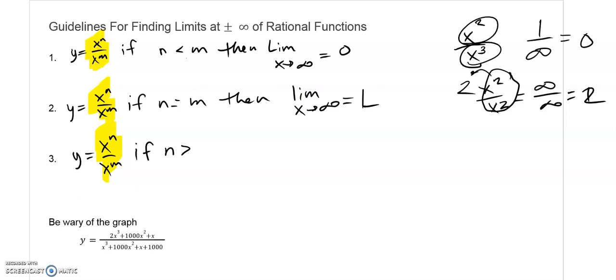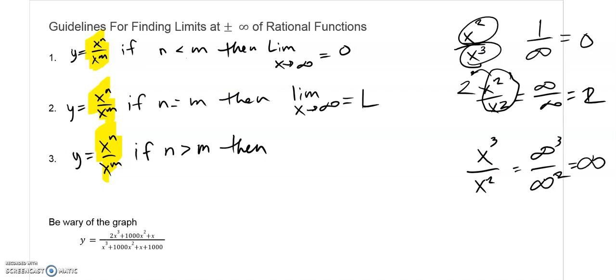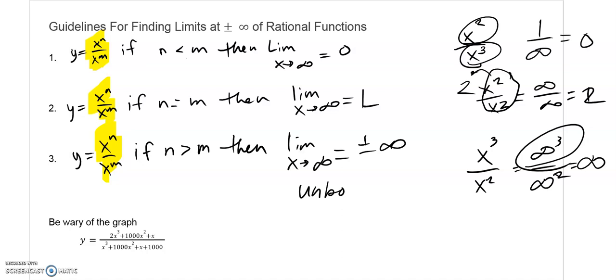And then case number three is, you guessed it, if the exponent in the numerator is larger than the exponent in the denominator. So you would have x to the third over x squared, or infinity cubed over infinity squared. That's going to be infinity. This number grows bigger and bigger and bigger, so it grows towards infinity, so it's unbound. So the limit as x approaches infinity there is going to be positive or negative infinity, or it is unbound. Sometimes it could even be said to be undefined or does not exist.